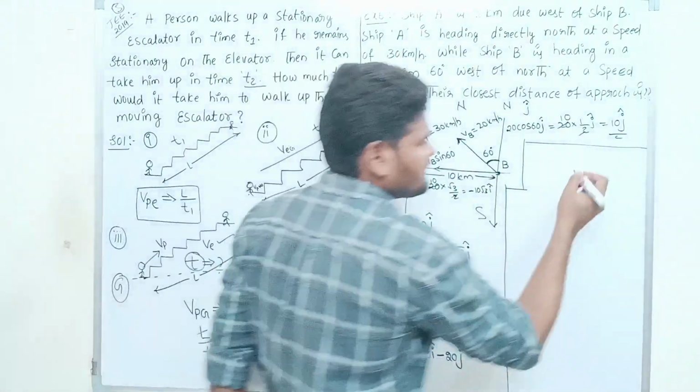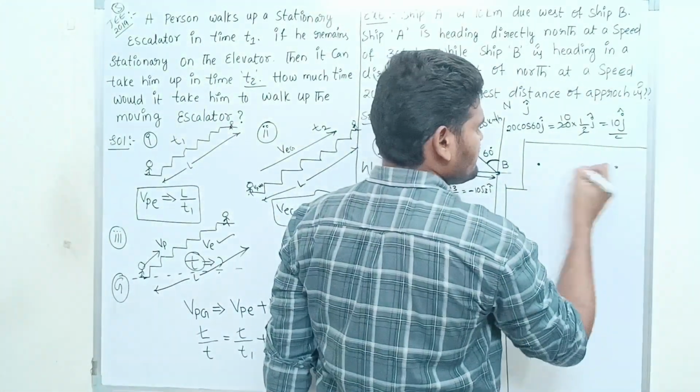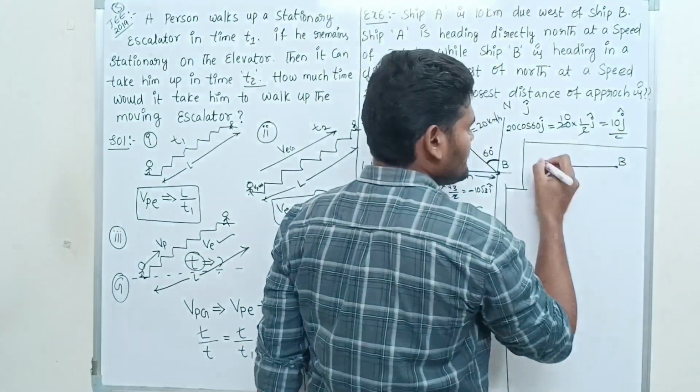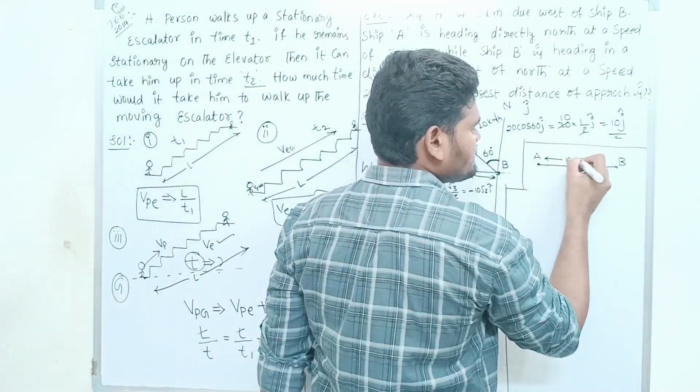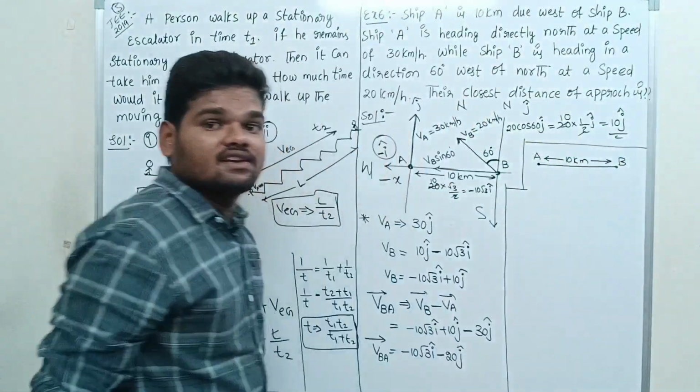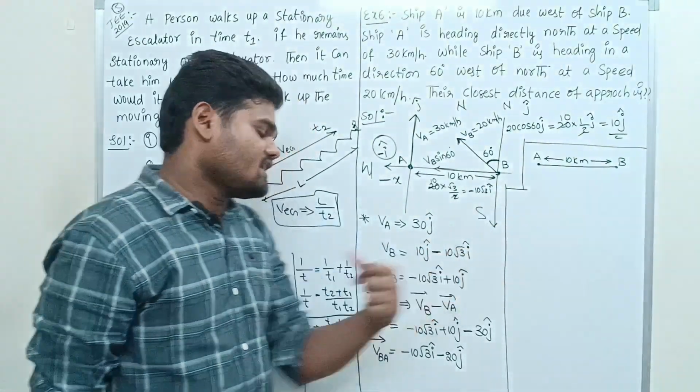So from this condition we know the distance between ship A and ship B. How much? This is ship B and this is ship A. So the distance between them is how much? 10 kilometers. So 10 kilometers is the distance between ship A and ship B.